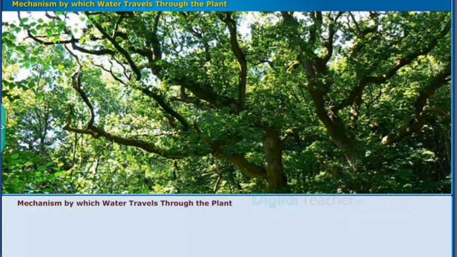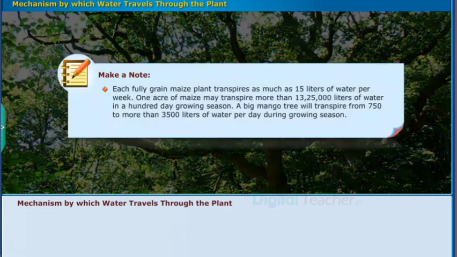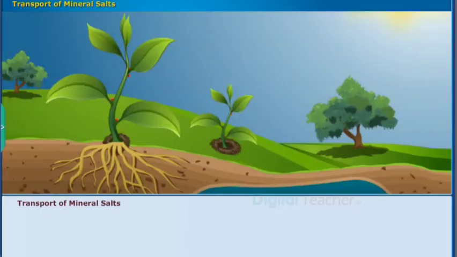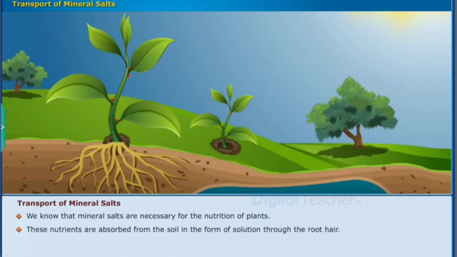Now, let us study how transportation of mineral salts takes place in plants. We know that mineral salts are necessary for the nutrition of plants. These nutrients are absorbed from the soil in the form of solution through the root hair. The salts will generally be in the form of electrically charged ions.